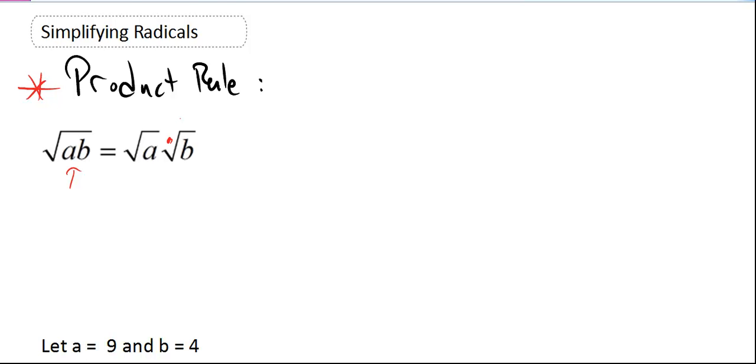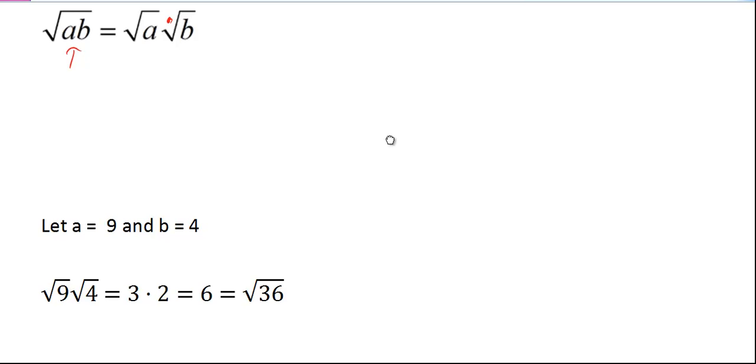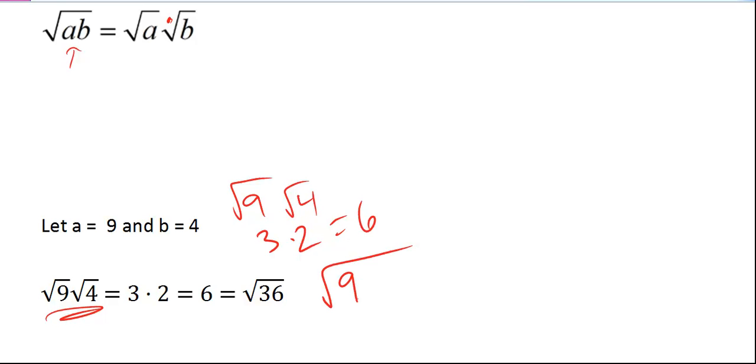So you can see at the bottom it says, let's try when a is 9 and b is 4. The idea is, if I take the square root of these two numbers separately, 9 and 4, then I would get 3 times 2, which is 6. But if I were to take the square root of 9 times 4, order of operations, do the inside first, well, the square root of 36 is 6. It doesn't matter which way I do it.